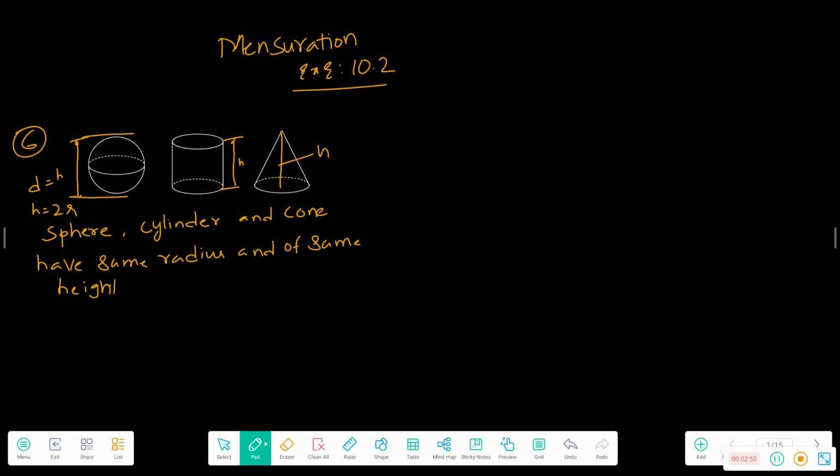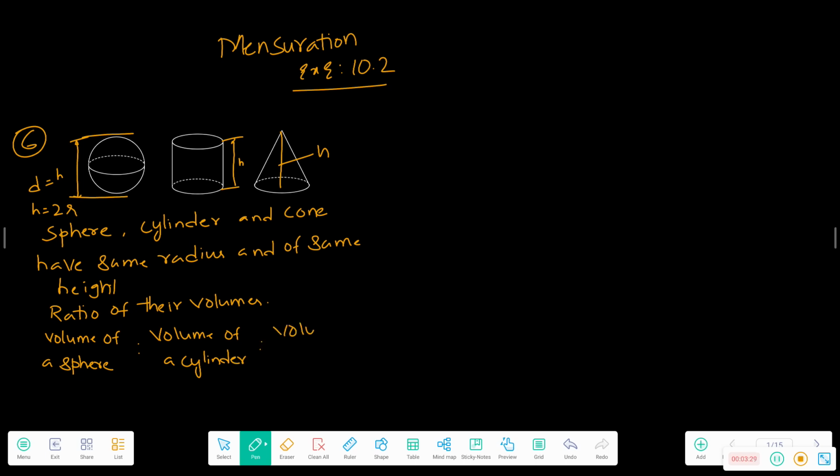Now what did he ask us to find? The ratio of their volumes. The ratio of their volumes, that is, volume of a sphere is to volume of a cylinder is to volume of a cone.